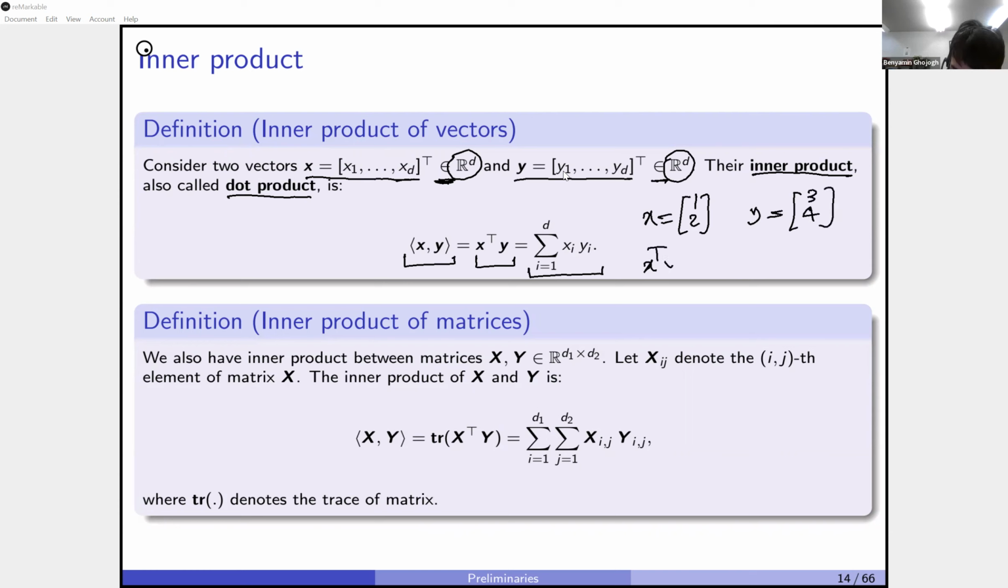What is X transpose Y, or inner product of X, Y? What is X transpose? 1, 2, right? What is Y? 3, 4. And if you multiply these, it becomes 1 times 3 plus 2 times 4. It means 3, this is 8, this is 11. As you see, dot product or inner product gives you a scalar. The output is a scalar. It's a number, although its inputs are vectors.